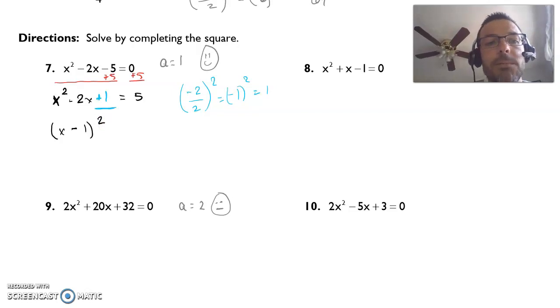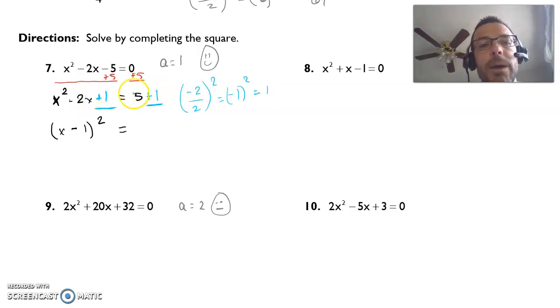It's x minus 1 times x minus 1. The trick is, this is still algebra. And in algebra, with equations, you have the whole equality thing. You can't do something to one side of the equation without doing it to the other. So since I added 1 to the left, I have no choice but to also add 1 to the right. That's the equality. Now my equation is balanced.